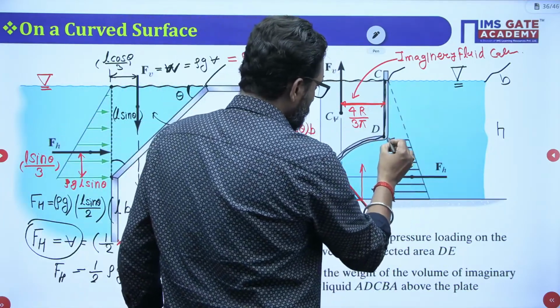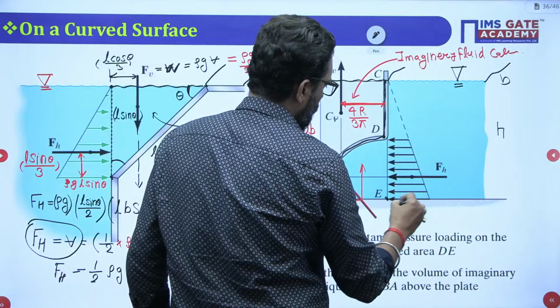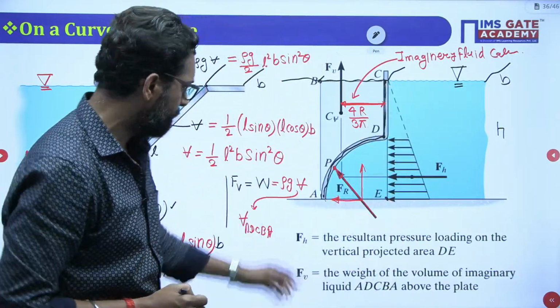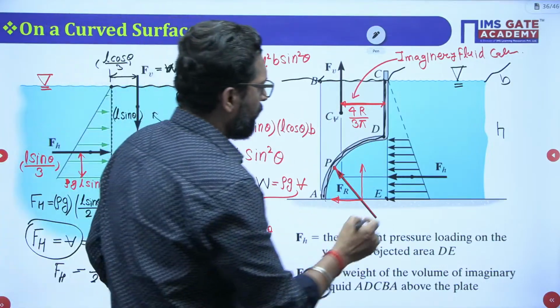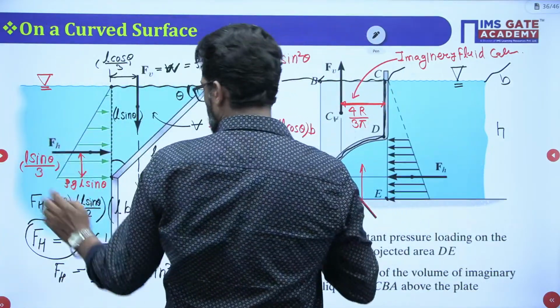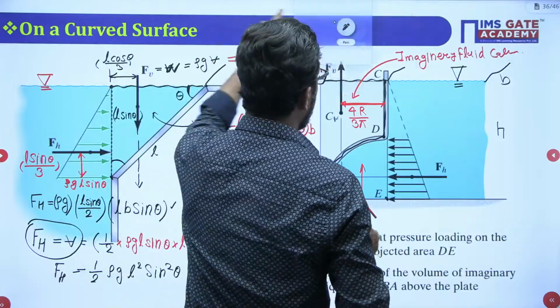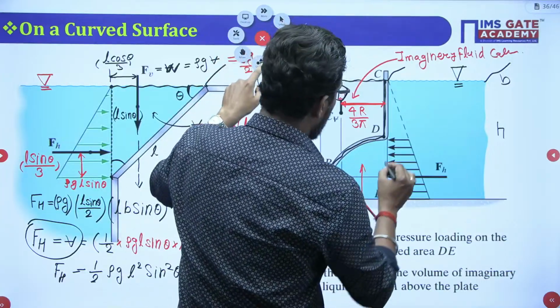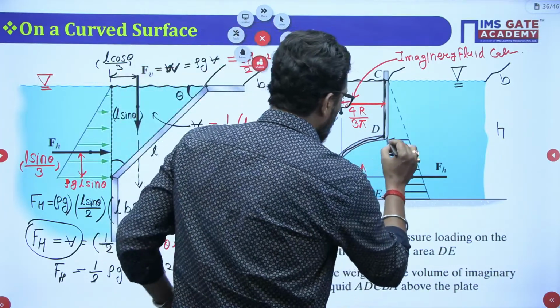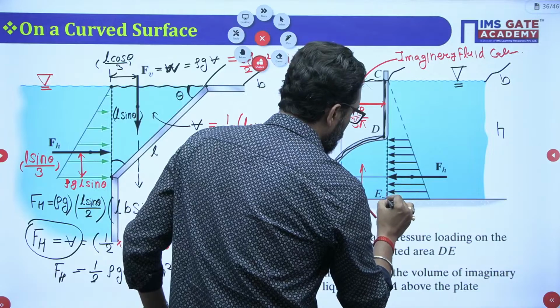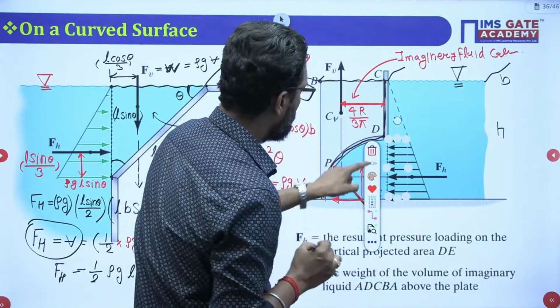Now, how to calculate the horizontal force? See, we are bothering about this horizontal force. How to calculate it? We have to take the vertical projection. Let's suppose this is your vertical projection. We have to calculate by the pressure method. This is your vertical projection, my dear.